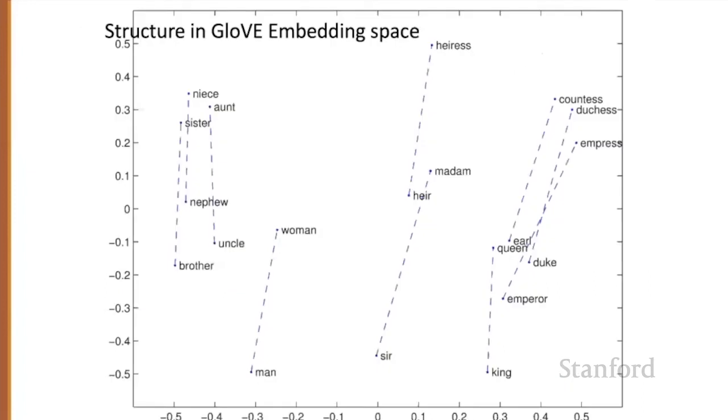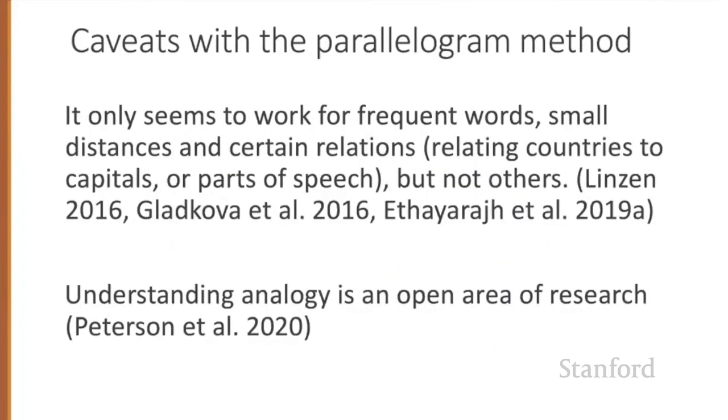Here we can see in the space for GloVe embeddings, similar kinds of analogy for gender and family names and names of royalty. There are some caveats with this parallelogram method. It only seems to work for frequent words, very small distances, and certain relations like relating countries to capitals, but not for others. And understanding these kinds of analogies is an open area of research.